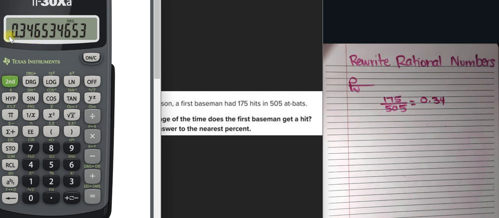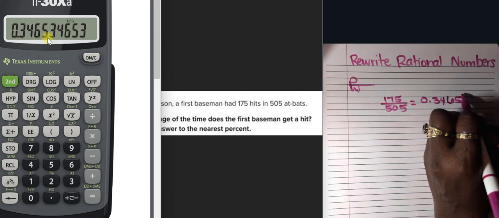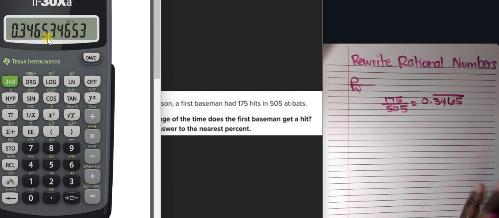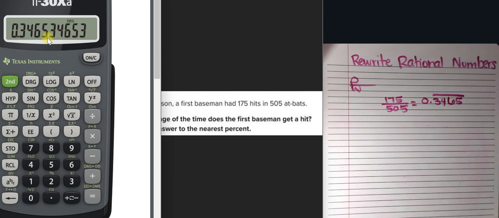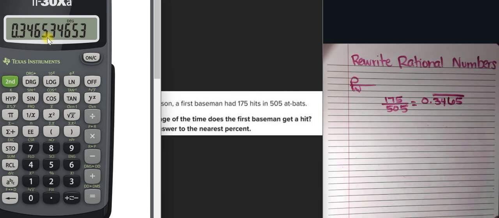0.346, 0.3465. This is our repeating number. So I'm going to put a bar notation over that set of numbers to let me know that it will continue to repeat. So that is the decimal form. And if we want to go into percent, remember all you have to do is multiply by 100. So if I multiply by 100, now we have 34.65.